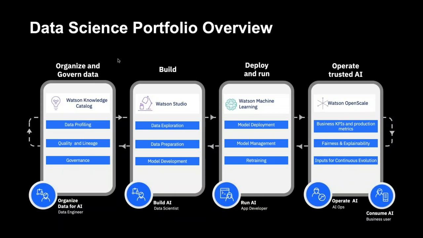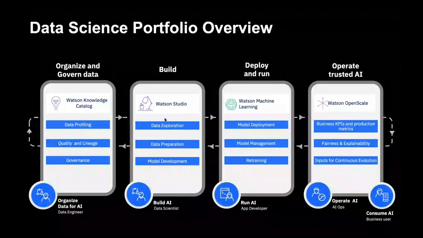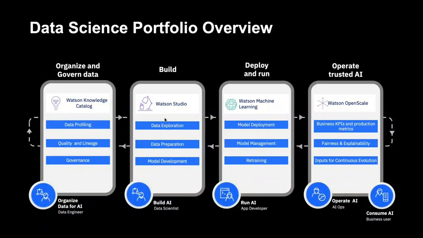And once you have your data here, you can move to the build phase, to Watson Studio, basically, where you can do data exploration, data preparation, and use different tools for model development. We'll speak more about these in the upcoming slides. After that, you can then move to the right to Watson Machine Learning. Once the models are trained in Watson Studio, you can deploy them in Watson Machine Learning, which provides the infrastructure and resource management that you need for deployment and infrastructure to manage versions of models and capability to retrain models.